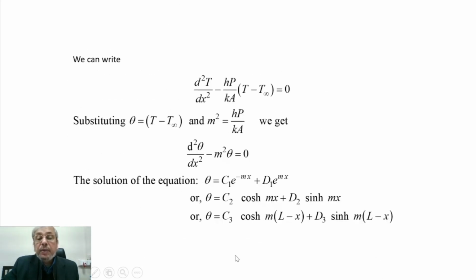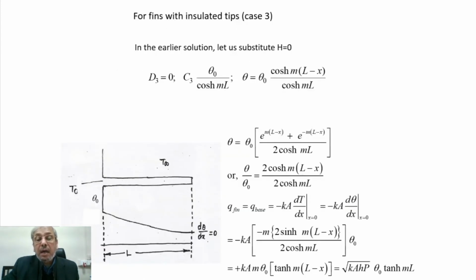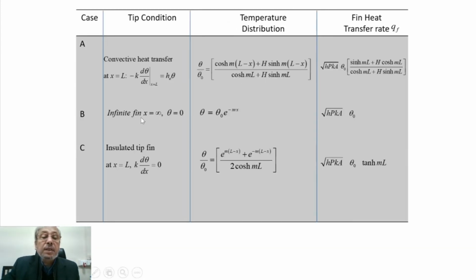And if we very simply try with this solution, theta equals C1 e to the power minus mx plus D1 e to the power mx, or what we used for the other two solutions, and substitute the condition that at x equal to infinity, theta equals 0. The temperature difference, the excess temperature over the ambient temperature, will gradually become 0. The tip will be at the ambient temperature. This will be the solution, theta equals theta naught e to the power minus mx.